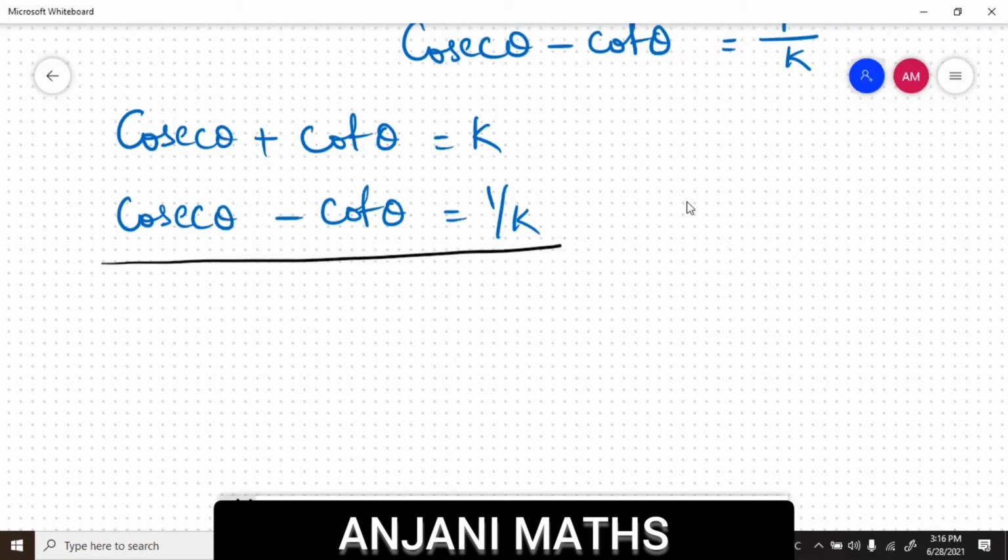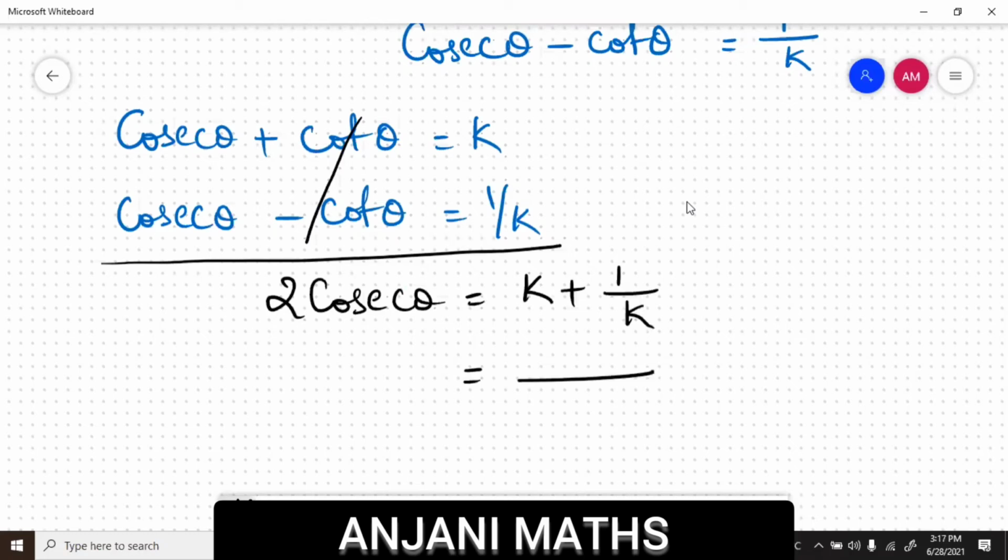So we add these two. We get cosecant theta plus cosecant theta is 2 cosecant theta. Adding those two, we get K plus 1 by K. Taking K as LCM, the numerator is K square plus 1, over K. This is 2 into cosecant theta.